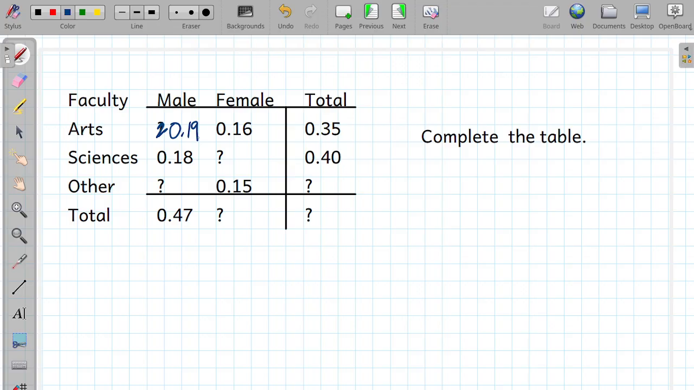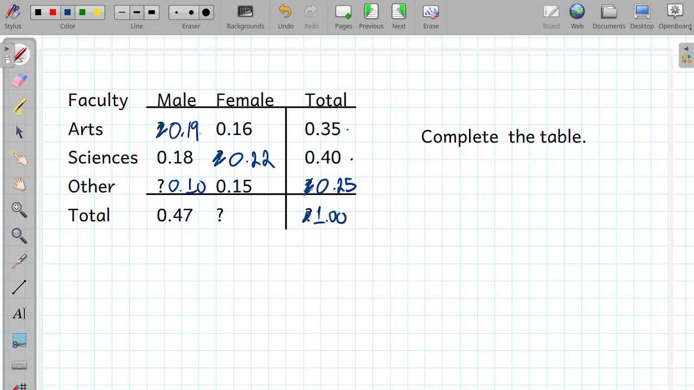Sciences, 18 percentage points plus some other number of percentage points equals 40 percentage points. Well, this must be 0.22 because 22 and 18 make 40. There we go. Now let's look at the totals column. Remember, the totals column always has to add up to 1.00, 100%. So here we have 35 and 40 for 75, so then this must be 0.25. That makes sense. And now we can actually get this number. I could have got it earlier too, mind, but this has got to be 0.1. And we should check everything.